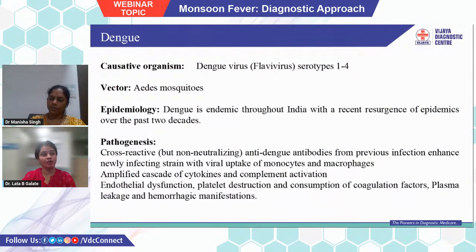The next most important and commonly prevalent monsoon fever is dengue fever, which is caused by a flavivirus with 4 serotypes, 1 to 4. The vector responsible for dengue fever is the Aedes mosquito. Dengue is endemic throughout India, with a recent resurgence of epidemics over the past 2 decades. The pathogenesis mostly involves endothelial dysfunction, platelet destruction, and consumption of coagulation factors. In case of secondary dengue infection, when a patient gets infected with a different serotype from the primary one, the immune system will over-respond and cause a cytokine storm, which eventually will lead to multi-organ dysfunction.